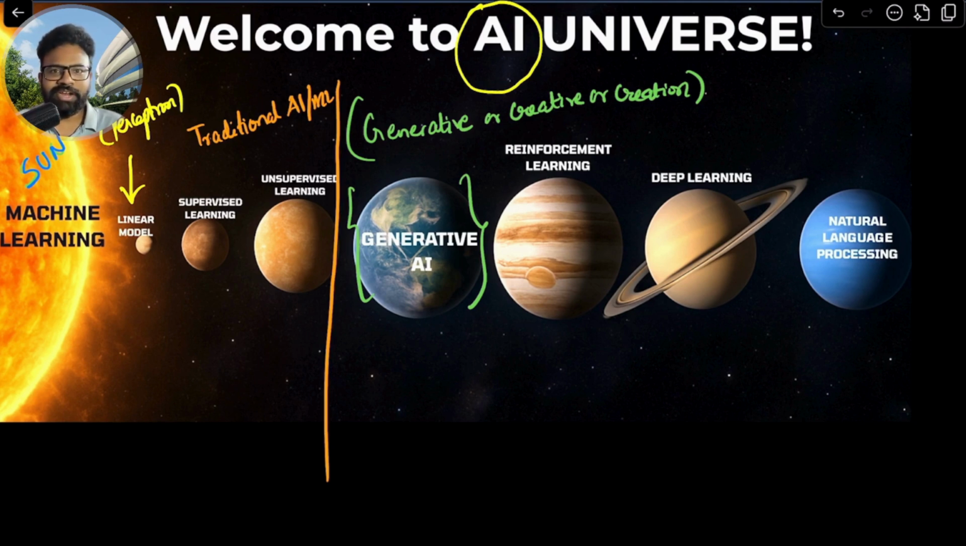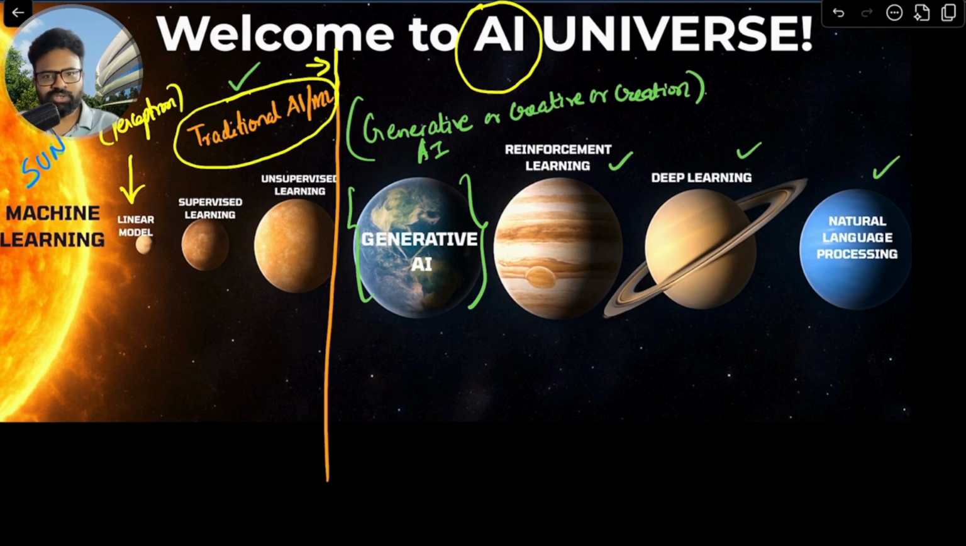But as of now, just try to understand that from the linear model till unsupervised learning, you are going to use traditional ML or AIML, and from Earth onwards, the generative AI, then reinforcement learning, deep learning, and natural language processing. Those use cases will be used for several other purposes. But at this point we are beginners in learning artificial intelligence. So first we need to know the traditional AIML concepts used in the AI cybersecurity space, and then come to generative AI, reinforcement learning, deep learning, and natural language processing.